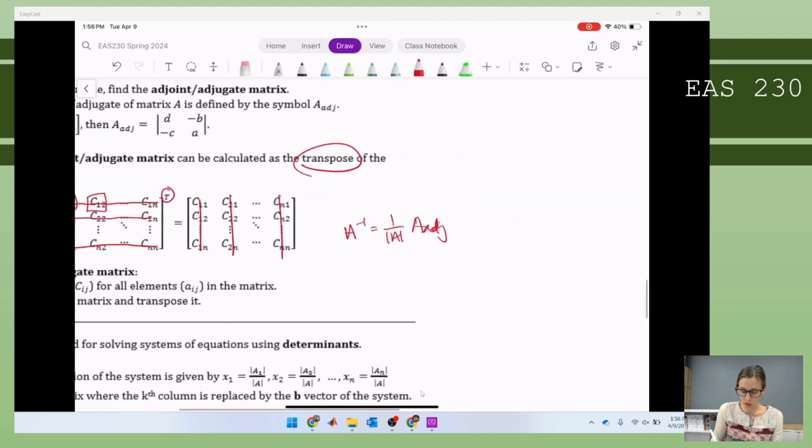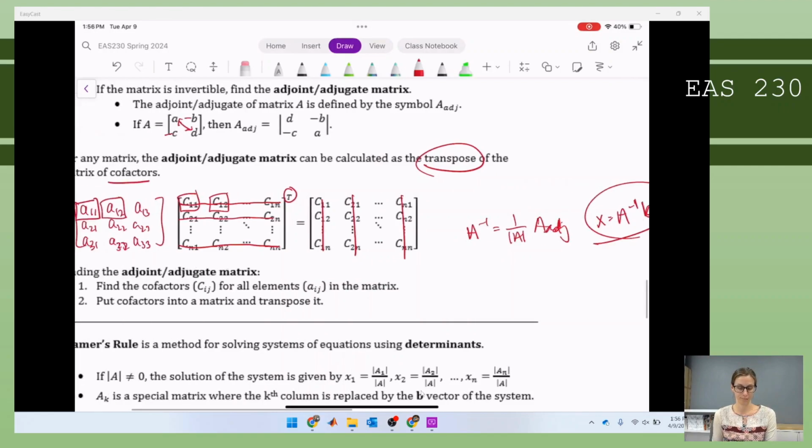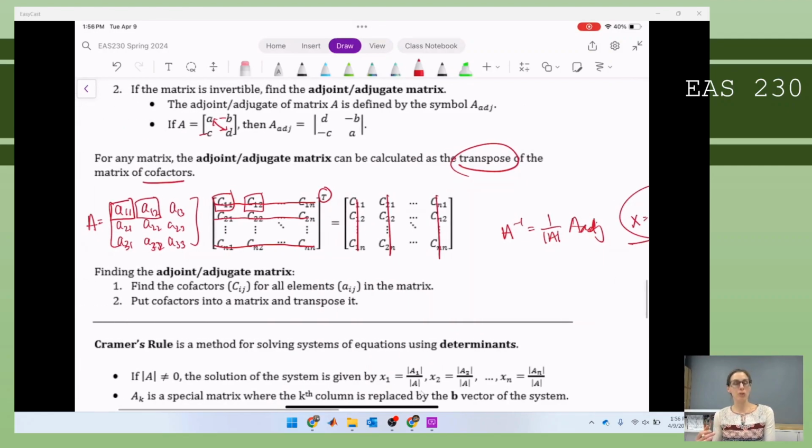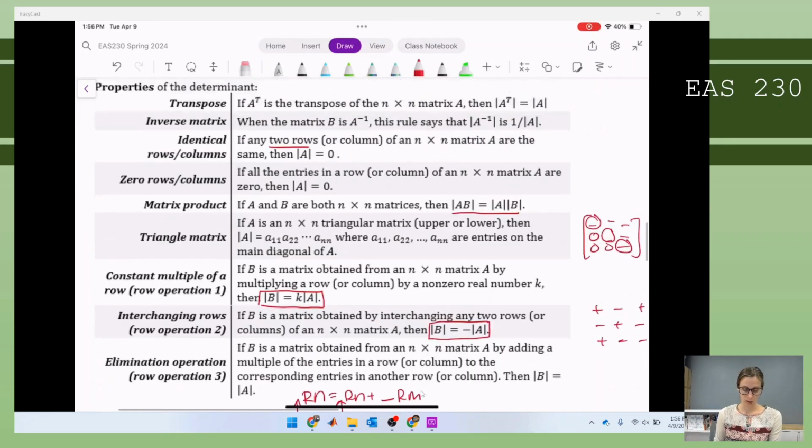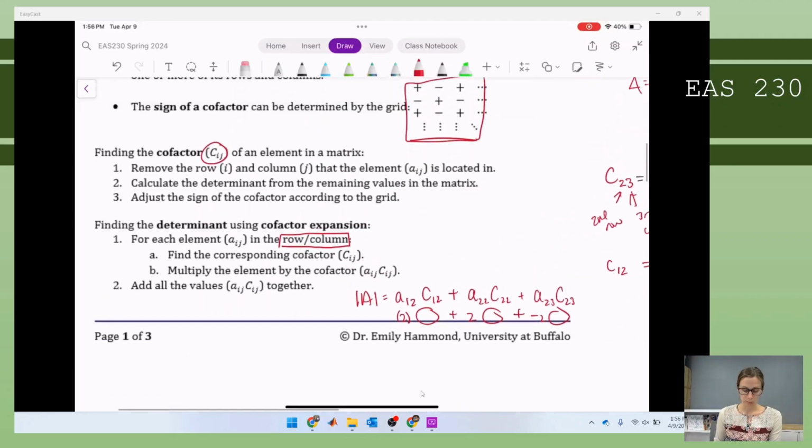Once we have A inverse, then X equals A inverse times B. There we go. We have the solution. So that's another method that we can use to solve a system of equations. Find the inverse of A, calculate its determinant by using cofactor expansion: pick a row, pick a column, find all the cofactors for the elements in that row or column, multiply the cofactor by its element, add them all up, get the determinant.